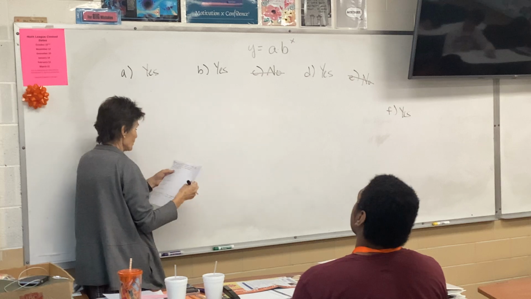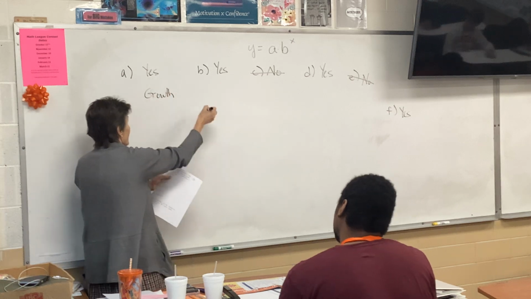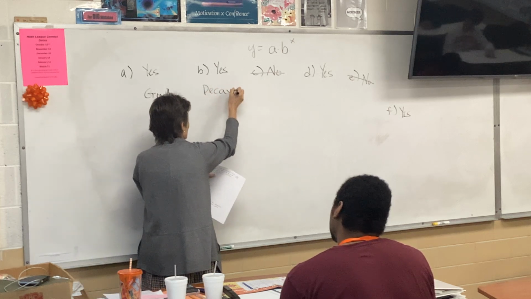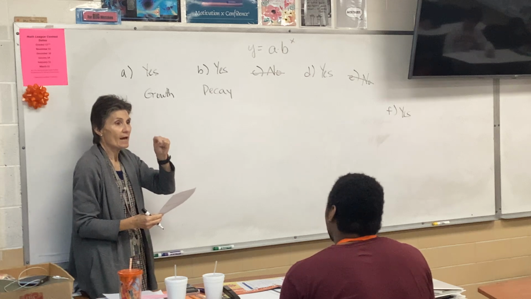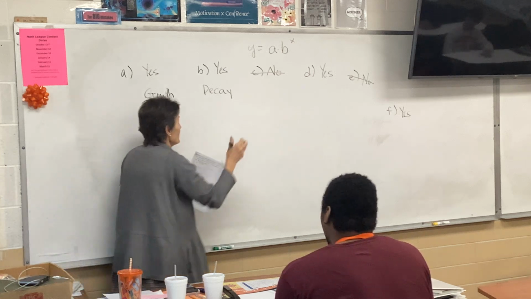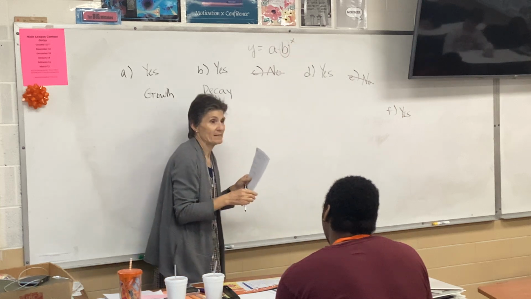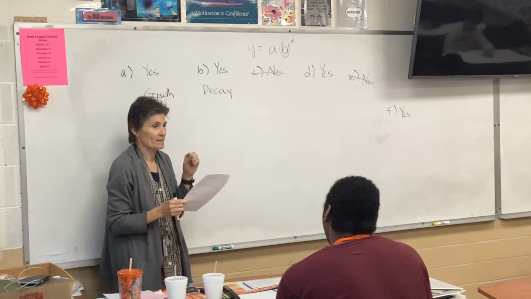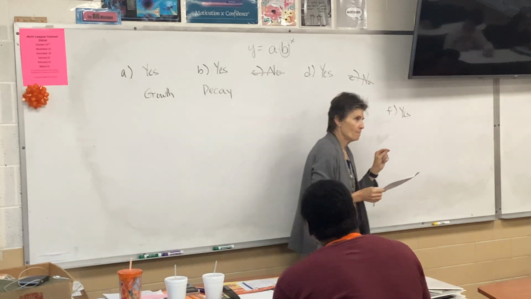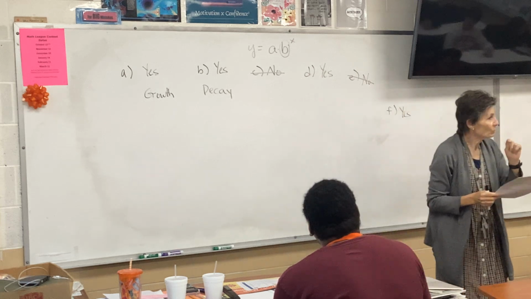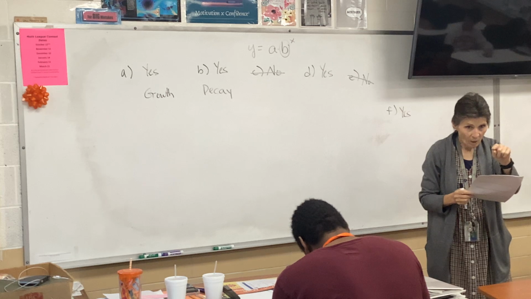Now, I'm going to tell you that A is a growth and B is a decay. And I'll give you a hint. It has to do with the number that has the exponent. That number is called the base, and it has to do with the base. Notice that in problem A, the base is 1.23. In other words, it's bigger than 1.